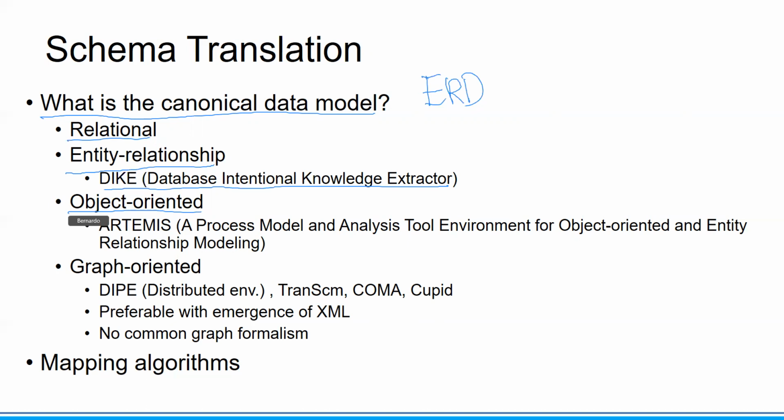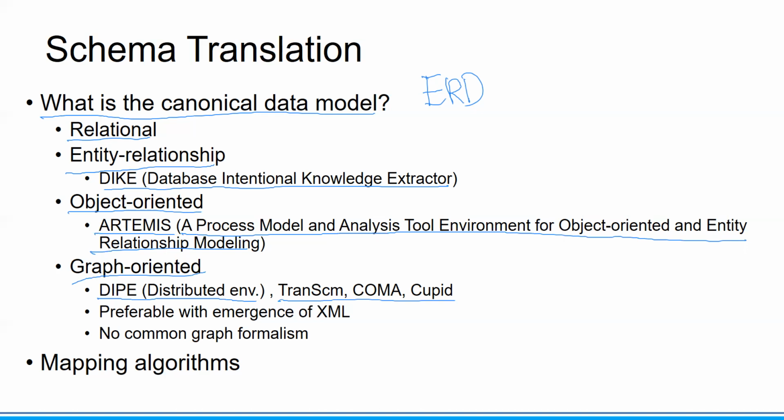Object oriented is another way to do with the canonical data model. There's another term, we call it Artemis. So Artemis is a process model analysis tool environment for object oriented and entity relationship modeling. There is another way for doing the canonical data model. They call it graph oriented. In this graph oriented, they have the DIPE, so it is for the distributed environment. Yeah, there are some other methods like trend, CM, comma, Cupid, okay.